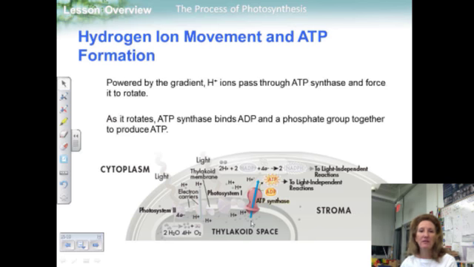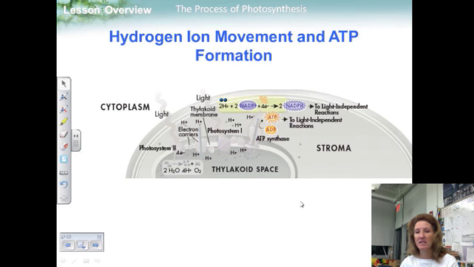So, powered by the gradient hydrogen ions here, they pass through the ATP synthase and force it to rotate. And as it rotates, the ATP synthase binds, takes some ADP and a phosphate group together to produce the ATP. This process is called chemiosmosis, all right? Because it's using hydrogens, not water, but it's still osmosis.